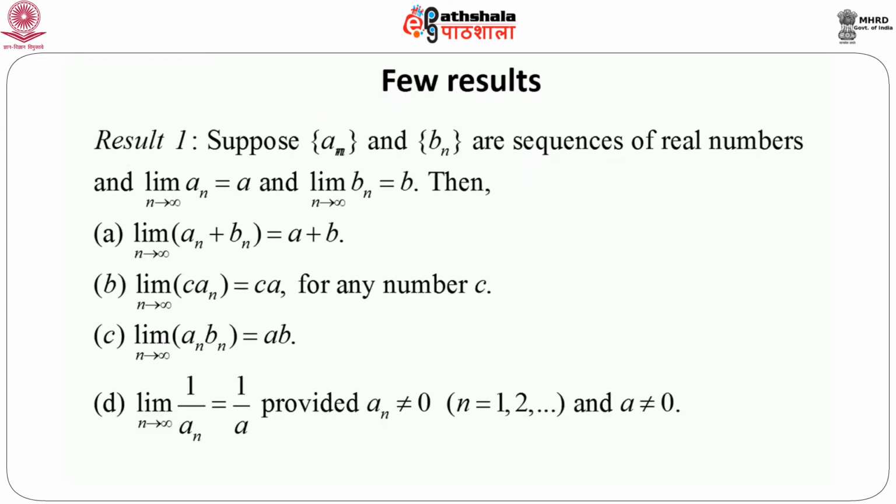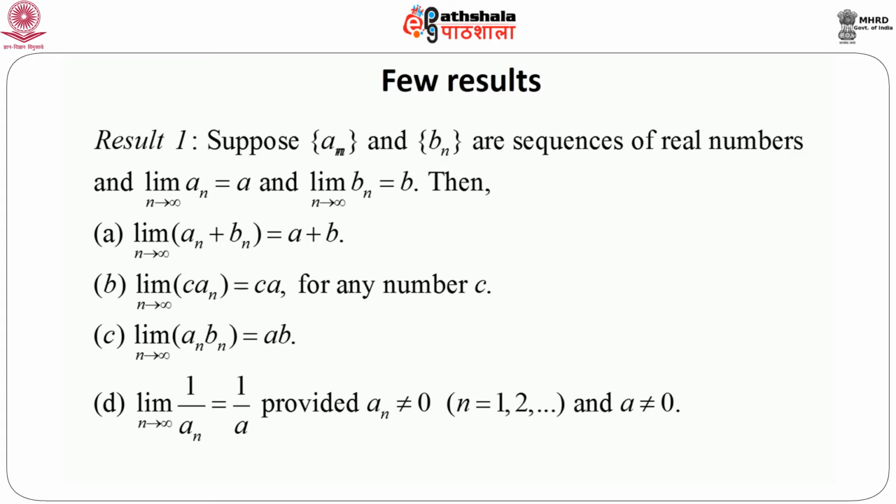So let us consider some results. Suppose a_n and b_n are two sequences of real numbers, and both sequences are convergent. That means the limit of a_n equals a as n goes to infinity, and the limit of b_n as n tends to infinity equals b. Then if we consider another sequence which is the sum of these two sequences, that means the nth term of the new sequence is the sum of the nth terms of the two individual sequences, and we consider its limit, then this limit exists, and it would be a plus b. Mathematically, the limit as n goes to infinity of (a_n + b_n) equals a plus b. Similarly, for any constant c, we have the limit as n goes to infinity of c times a_n equals c times a. That means c comes outside the limit.